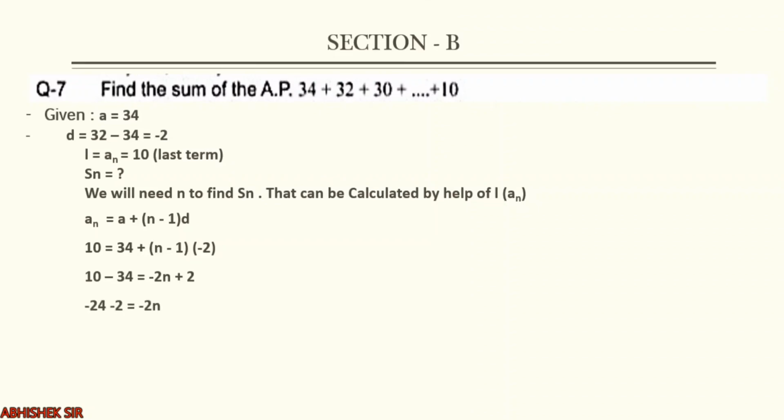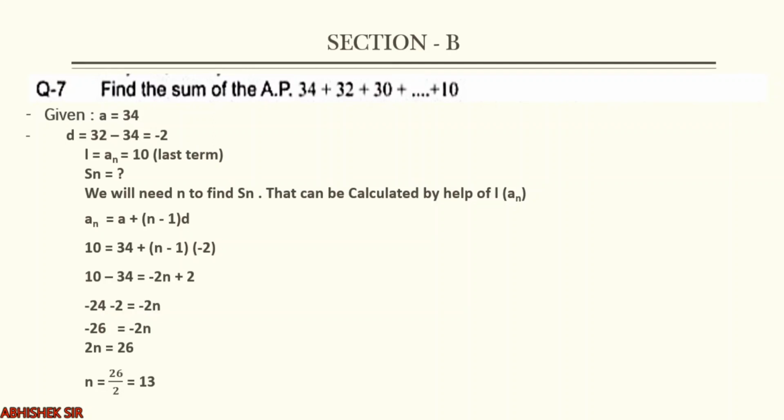Now 10 minus 34 is minus 24, and I am taking minus 2 on that side again, so that will give you minus 26, and here you have minus 2n. Now minus minus will be plus, so 2n will be 26. What will be the value of n? n will be 26 upon 2, that is 13.